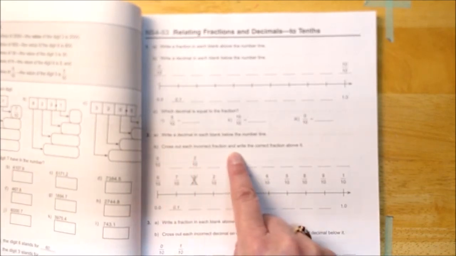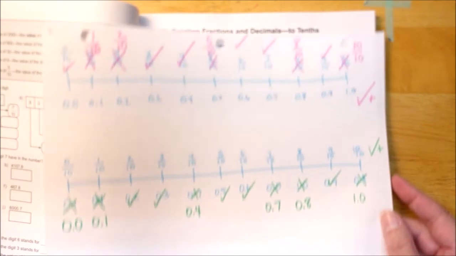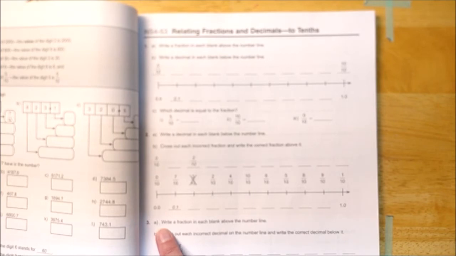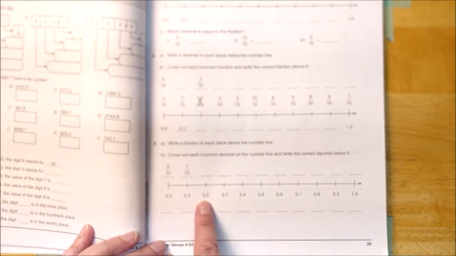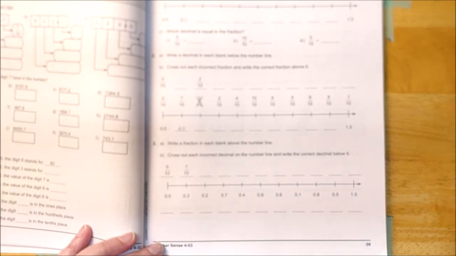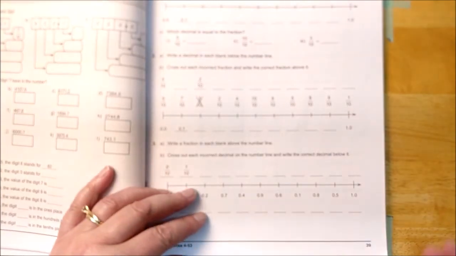Cross out each incorrect fraction and write the correct fraction above it. Oh, that's exactly what we just finished doing over here. So we've already done an example like this, so you know what to do. You've watched that. Number 3 says write a fraction in each blank above the number line. So there you're going to write all the fractions. Cross out each incorrect decimal on the number line and write the correct decimal below it. So see if all these are right. If they're wrong, put an X through it, just like we did here on this activity, and put the right one there. Question number 4.